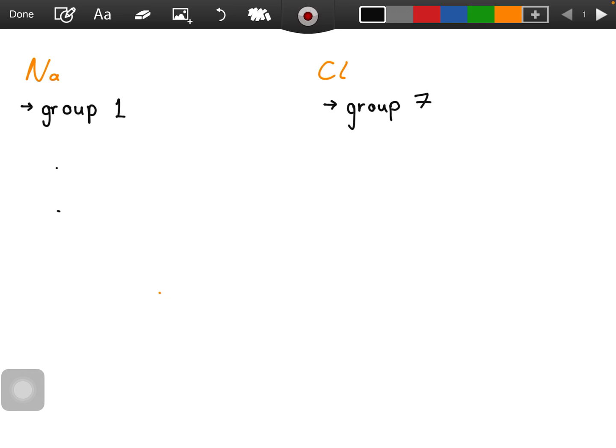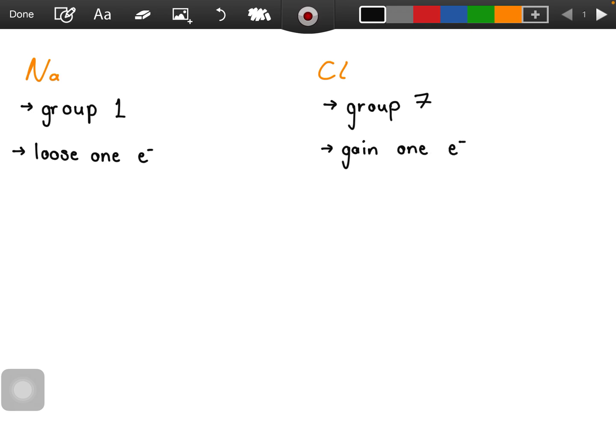Okay, so Na wants to lose 1 electron because it's in group 1. It has 1 electron in the outer shell. So if it can lose that 1 electron, it means it has a full outer shell. Okay, so it wants to lose 1 electron. And Cl wants to gain 1 electron.